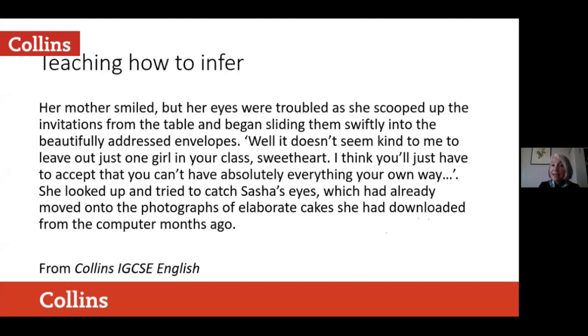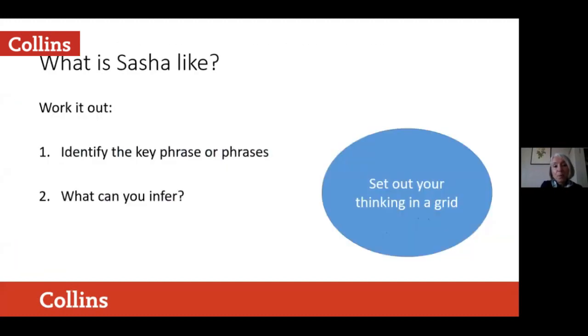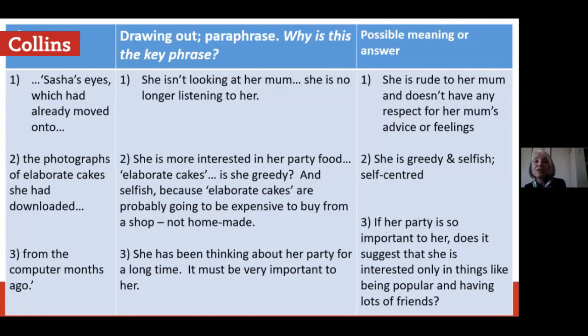Okay, so she likes elaborate cakes is what I'm looking for. Can't have everything your own way is a further extrapolation. Obstinate and adamant is another answer from Facebook. Yeah, you're going too far. That's not what I want you to do. Don't look at the last column. Look at the first column that's labeled phrase. These are the key phrases that the author has put in the text that we can use to work out what Sasha is like. Sasha's eyes, which had already moved on to.